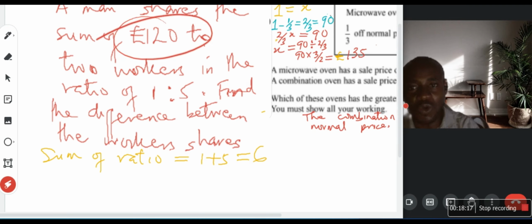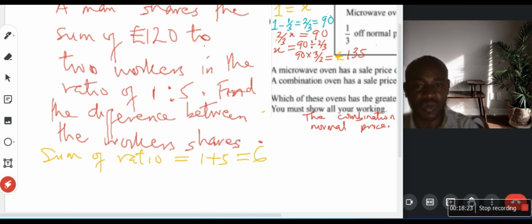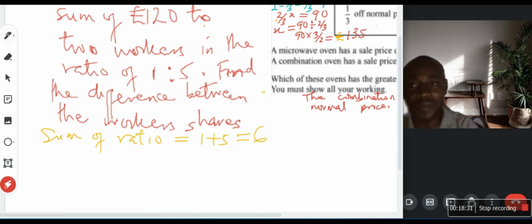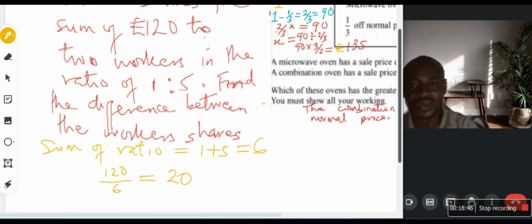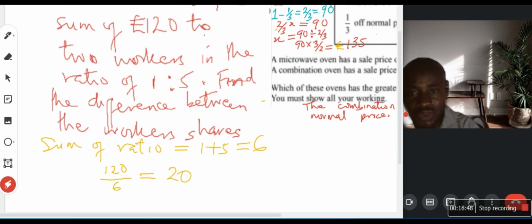So this is the whole thing they are sharing. So we divide this by the sum of the ratio, 1 and 5, which together give 6. So divide 120 by 6 to get what one ratio can get. 120 divided by 6 gives us 20. So this is 1 unit. 1 unit we get 20. So we can now use it to find what each of these units we get.